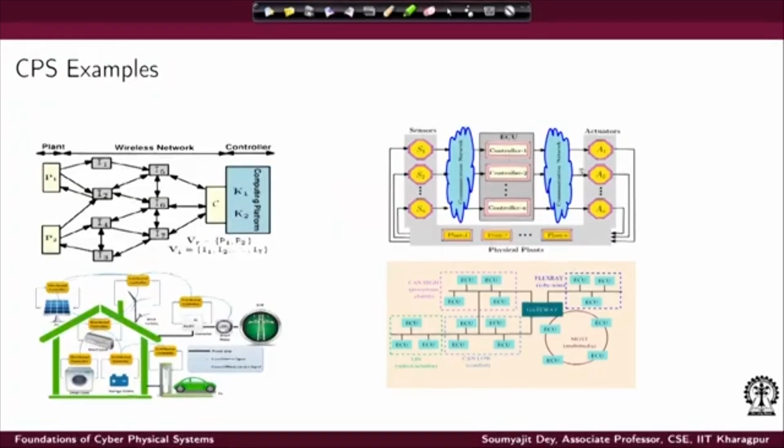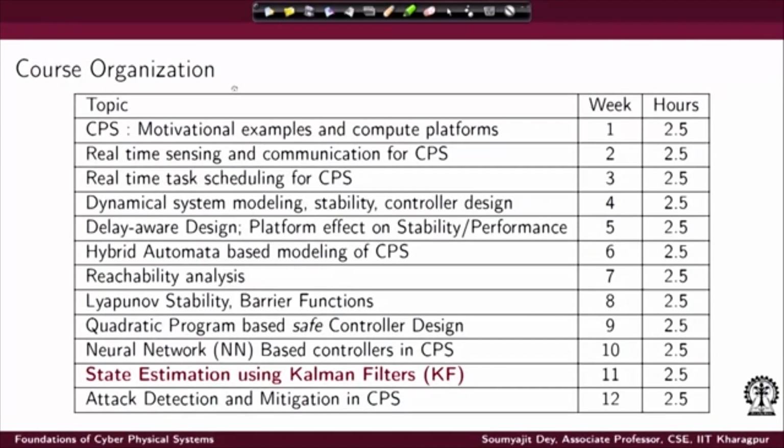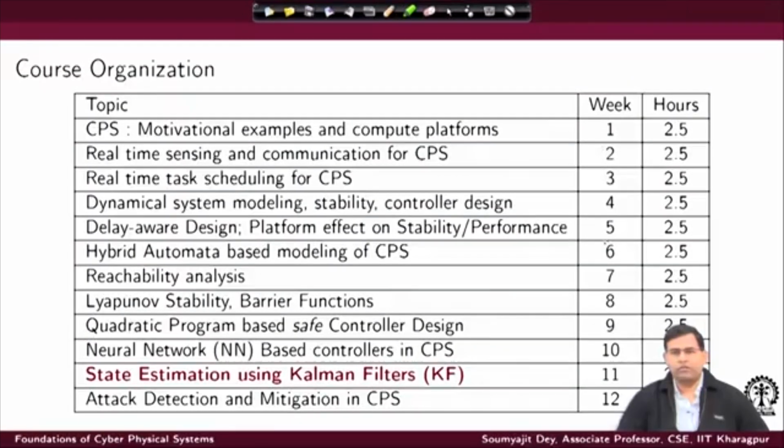So, just to have some recap, this was my standard example of cyber physical system examples, right. And so, this was our course organization, right. So, till date we have actually covered all these topics up to week 10, and we have learned about basic control design, how to model the formal methods part on hybrid automata based modeling and reachability analysis. We have learned how to analyze complex nonlinear CPS using Lyapunov stability and barrier functions, how to design optimal controllers using quadratic expressions and stuff like that, and how to actually use neural network based controllers also.